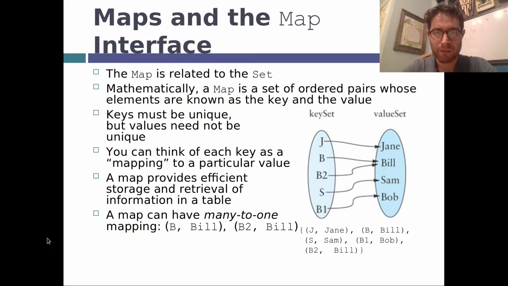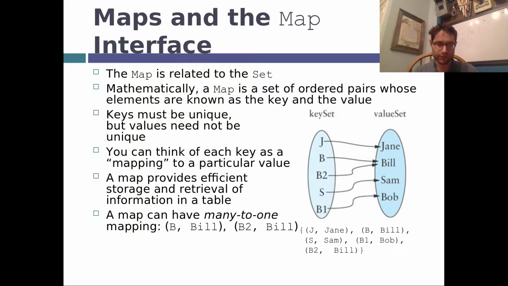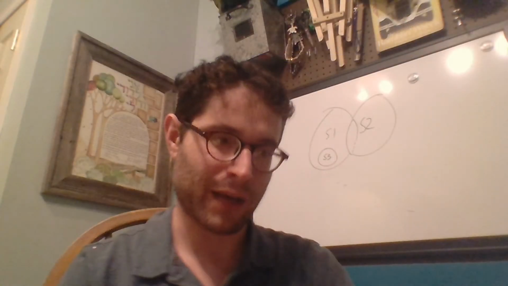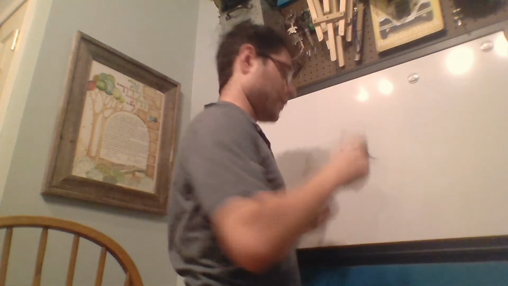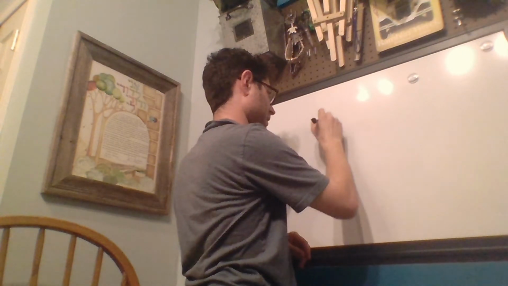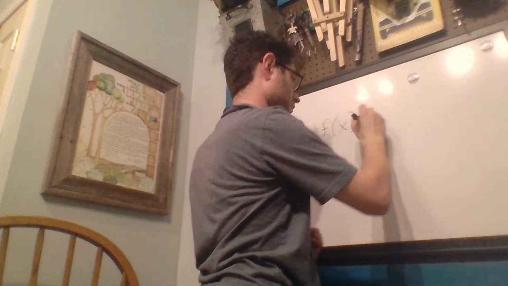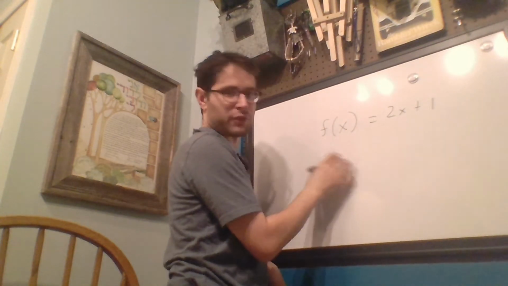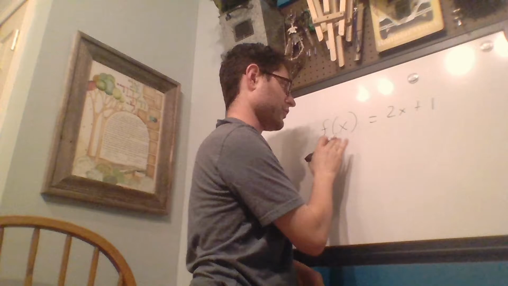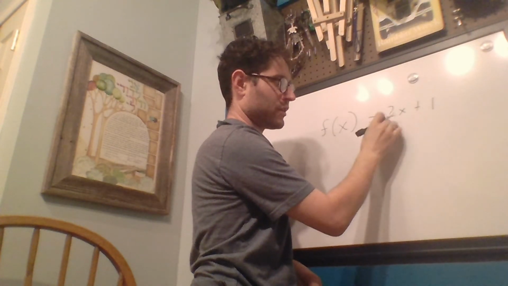So the map is related to the set because mathematically a map is an ordered pair of values whose elements are known as keys and values. So if you're working from a mathematical perspective, we use a lot of words to mean the same thing, and there's some kind of overlap. Like a function can also be called a map in mathematics, right? F of x is equal to 2x plus 1 maps all the inputs of x to output 2x plus 1.